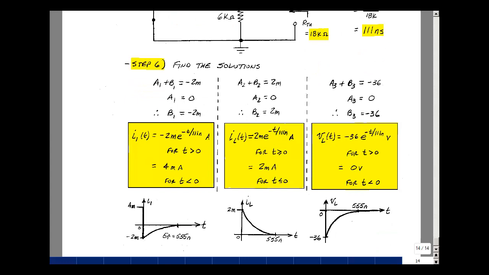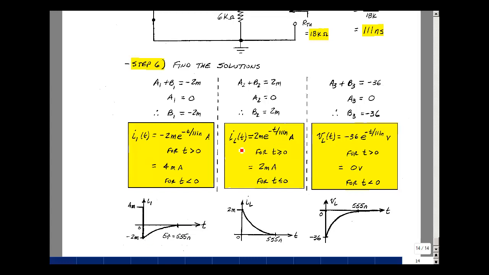Let's sketch this. For t less than 0, we have 4 milliamps. When t is equal to 0, we have minus 2 milliamps. As t approaches infinity, or really 5 time constants, this term will drop out, get back to 0. Draw an exponential curve in 5 time constants, which would be 555 nanoseconds, that we basically go back to 0.